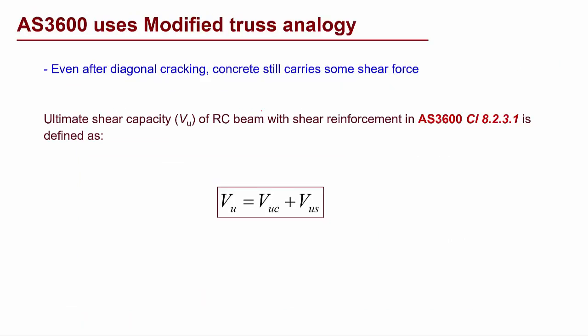However, AS3600 uses the modified truss analogy, and in this modified truss analogy, we do take the concrete contribution into account as well. Hence, in the modified truss analogy, we take into account the contribution from the concrete and the contribution from the steel. Hence, the ultimate shear capacity, according to clause 8.2.3.1, is given as Vuc, the contribution from the concrete, plus the contribution from the shear reinforcement, Vus, as described earlier.